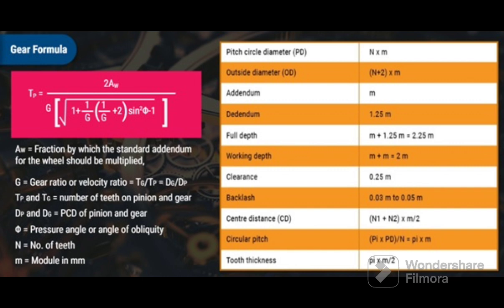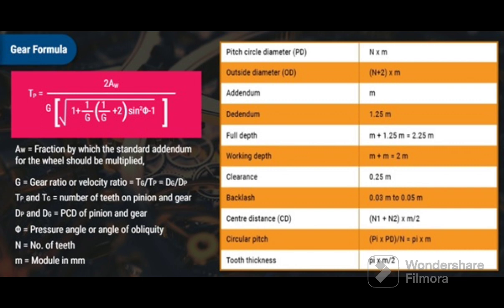The number of teeth on the pinion in order to avoid interference may be obtained from the following relation. TP equals 2AW divided by G under root 1 plus 1 by G, 1 by G plus 2 sin square phi minus 1, where AW is the fraction by which the standard addendum for the wheel should be multiplied. G is the gear ratio or velocity ratio, which equals TG by TP or DG by DP. Phi is the pressure angle or angle of obliquity.